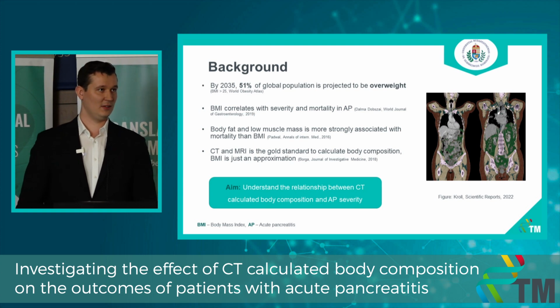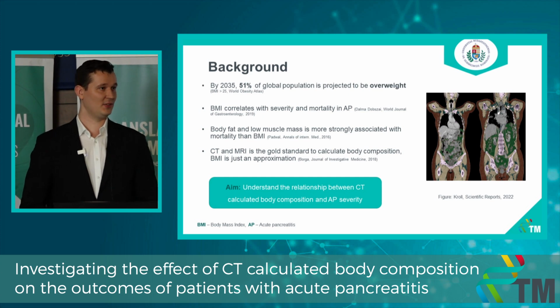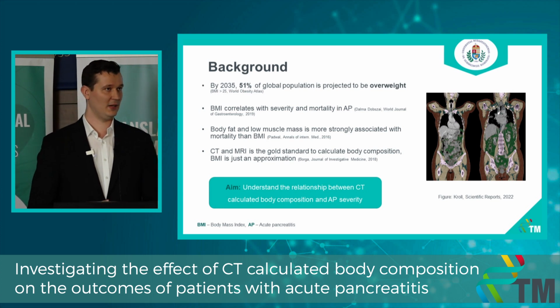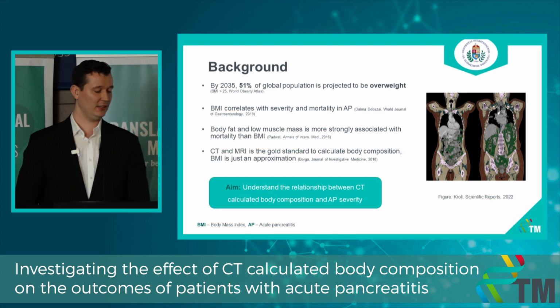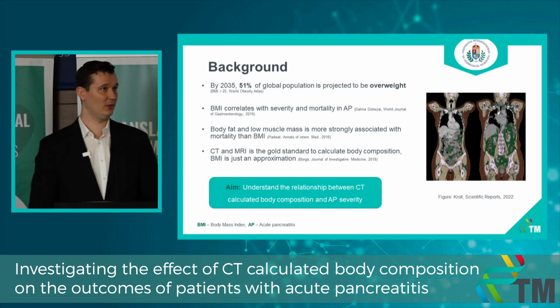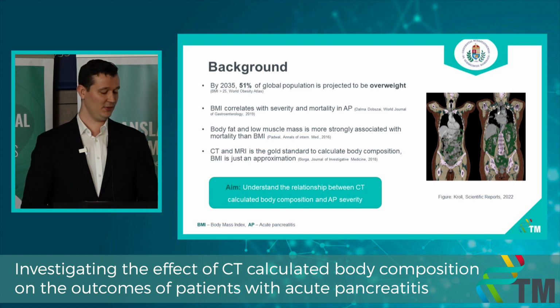BMI correlates with severity in many diseases, including AP. But recent data suggests that body composition, and especially body fat and low muscle mass, shows a stronger correlation with a worse outcome than just BMI. Additionally, to calculate body composition, CT and MRI is the gold standard, and BMI is just an approximation. So our aim in this project is to understand the relationship between the CT-calculated body composition and AP severity.